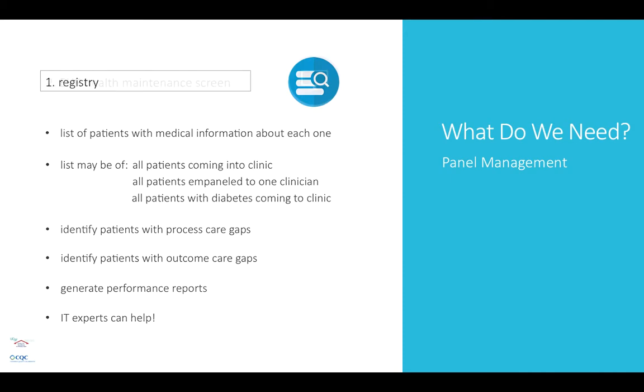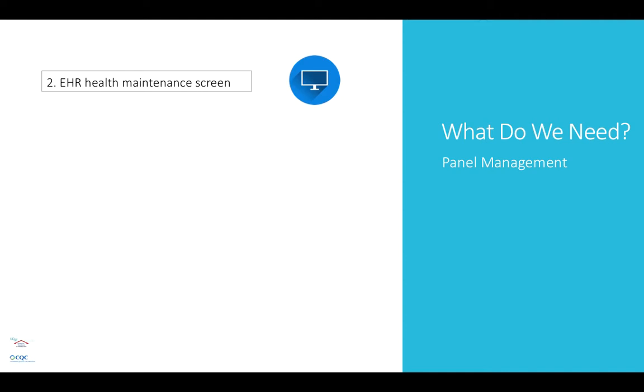Many EHRs have a health maintenance screen with a list of routine preventive and chronic care studies such as mammograms, immunizations, and HbA1c tests for patients with diabetes, showing which are overdue. The health maintenance screen is different from the registry. Whereas the registry can be used to identify care gaps for groups of patients, the health maintenance screen, which is a screen within the chart of one patient, only lists care gaps for that one patient.